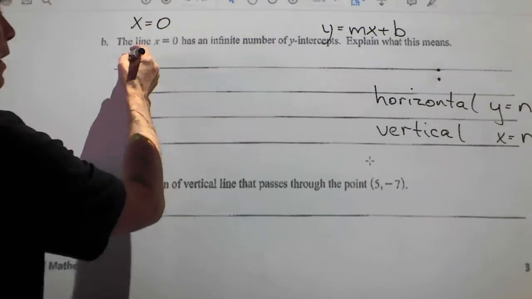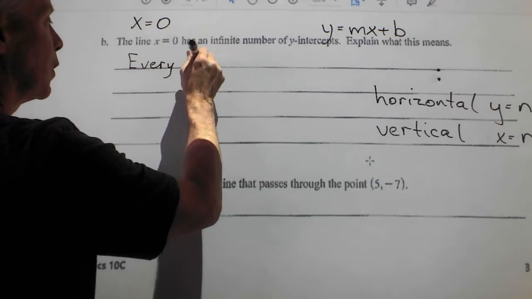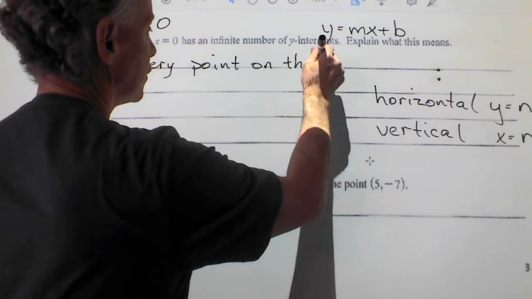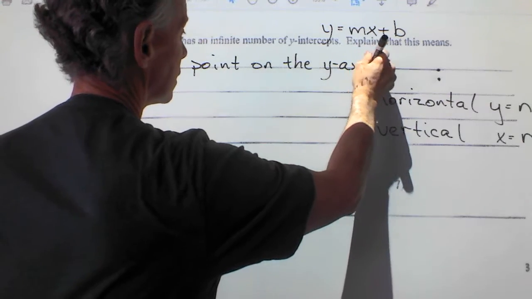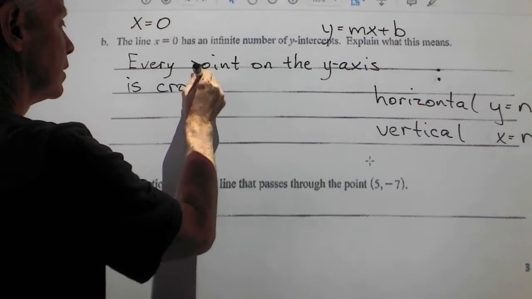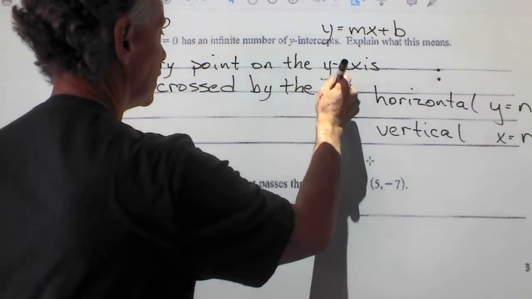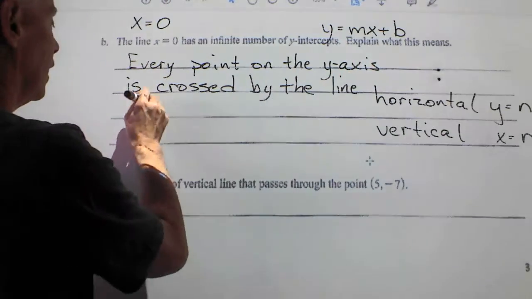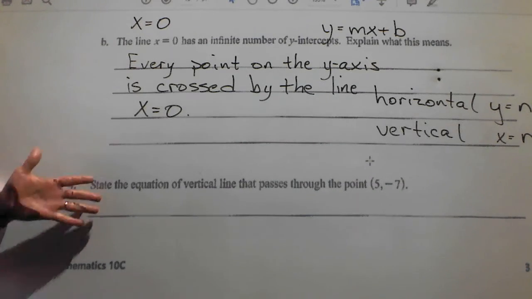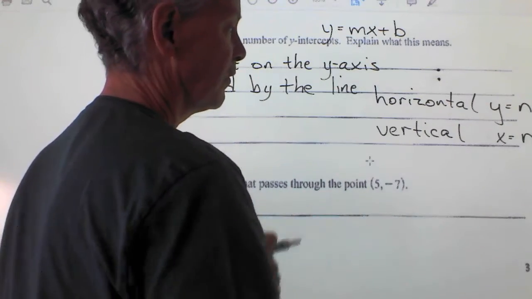So explain what this means. Every point on the y-axis is crossed by the line x equals 0. Okay? State the equation of a vertical line that passes through the point 5 and negative 7.